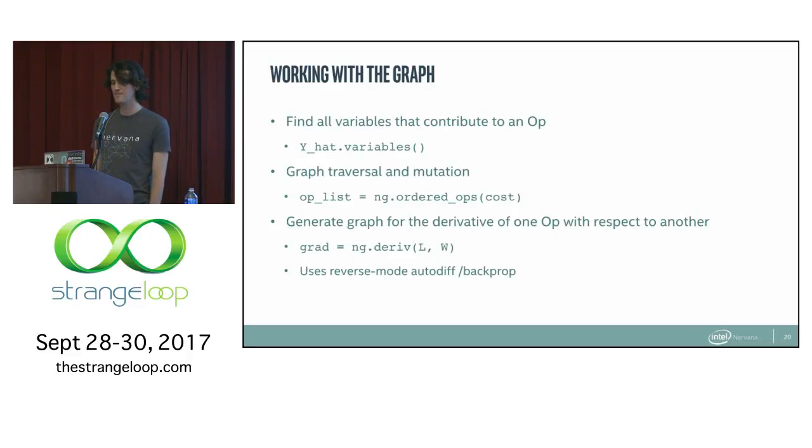The current Python API exposes different functions to work with the graph. For instance, you can find all the variables that contribute to an op. You can do basic traversals and mutations. So here we're able to grab the lists of ops that contribute to another op. And then we have support for automatic differentiation. So given two ops in the graph, you can compute the derivative of one op with respect to another.